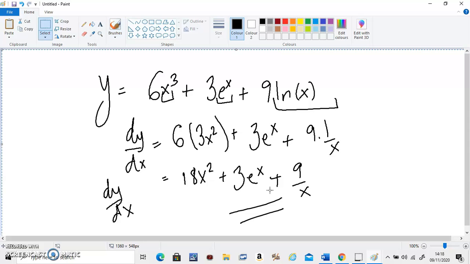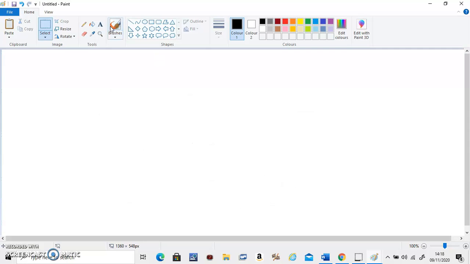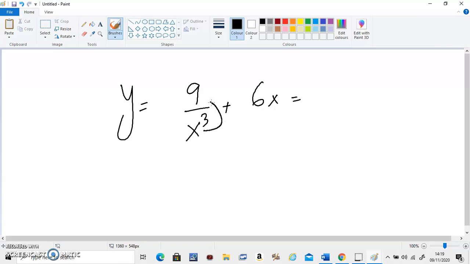Okay, let's just do one more. Now what if I give you something like this? Say 9 over x cubed plus 6x. Now if there is something on the bottom, first you need to bring it to the top before you apply the formula. So this should become 9x to the minus 3 first before you apply the formula. So just make a note, if there's something on the bottom, first you need to bring it to the top and then apply the formula.